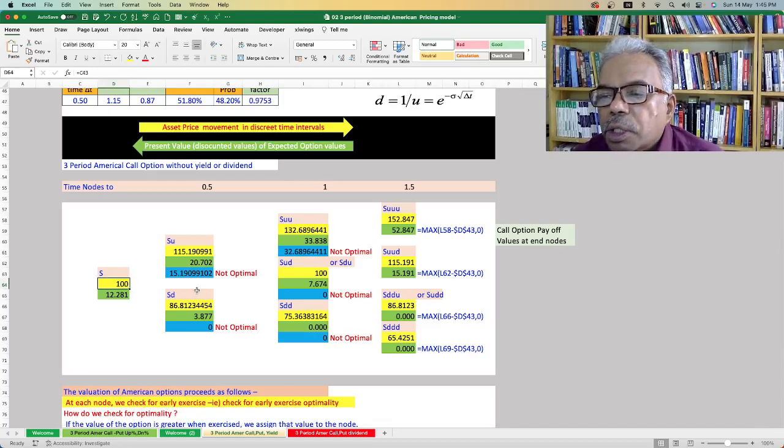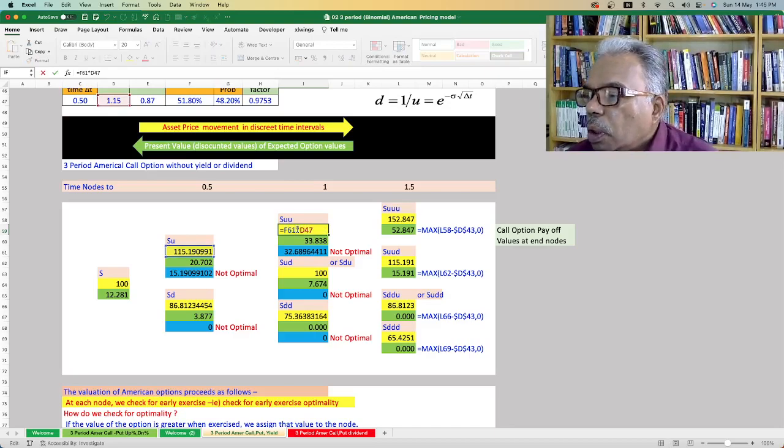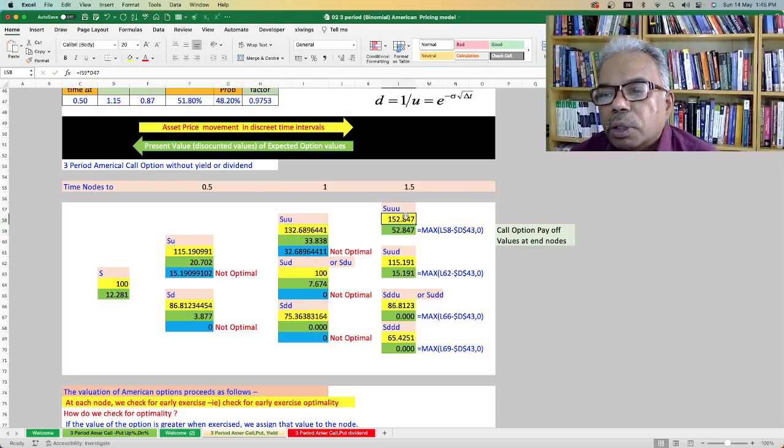100 rupees is the initial value. It goes to S into U or S into D. Then similarly for 6 months to 1 year, you have to multiply SU into U. And similarly for the 1.5 years, the third time.